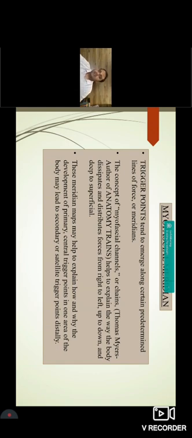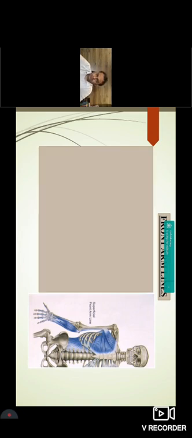And the meridian maps may help to explain why the development of primary central trigger points in one area of the body may lead to secondary or satellite trigger points in another area, which means you have pain in one area, and then when you press, there is an association in another area as well. So we'll just talk about the basic thing. I will share a PDF where you can learn in detail, right?